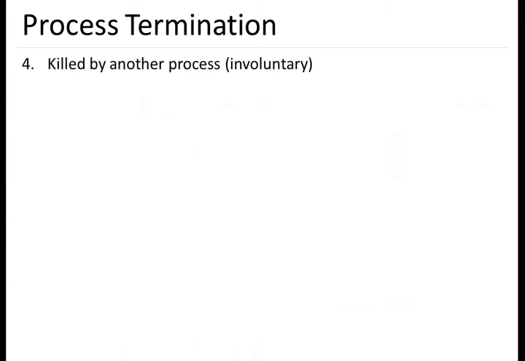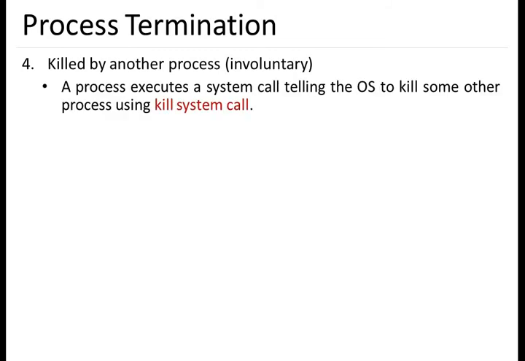After that, killed by another process, which is involuntary. That means in this kind of scenario the process cannot stop itself from being killed by some other process, but some other higher priority process just kills this lower priority process, or I can say a parent process kills a child process. A process executes a system call telling the operating system to kill some other process using the kill system call.